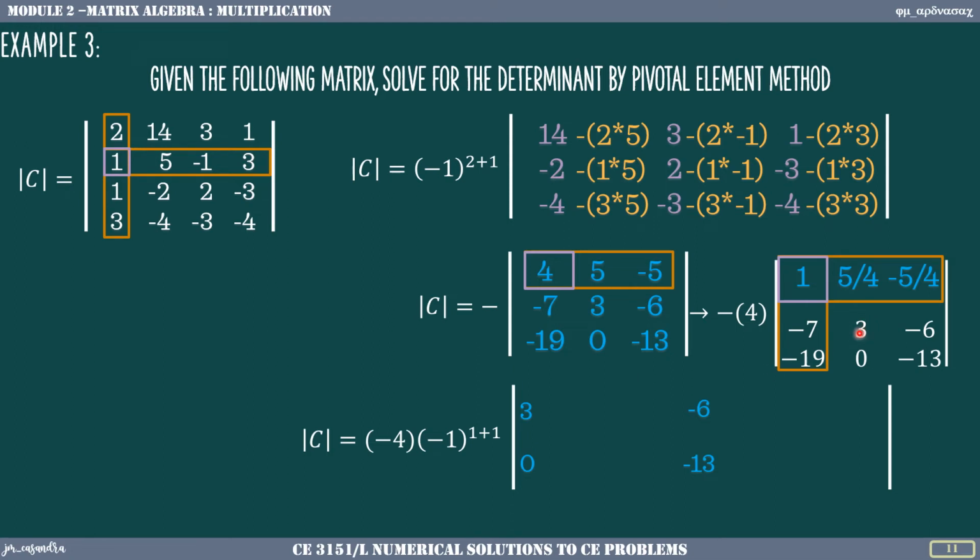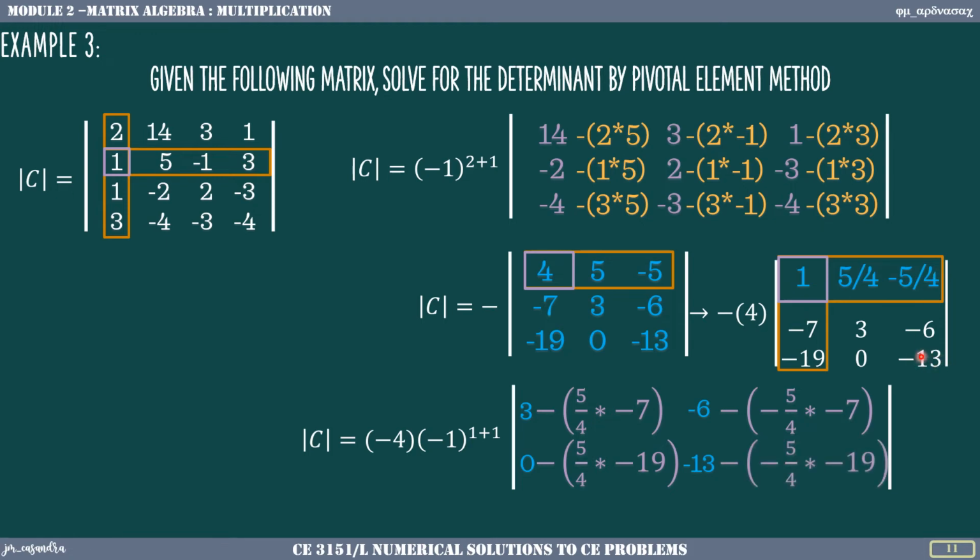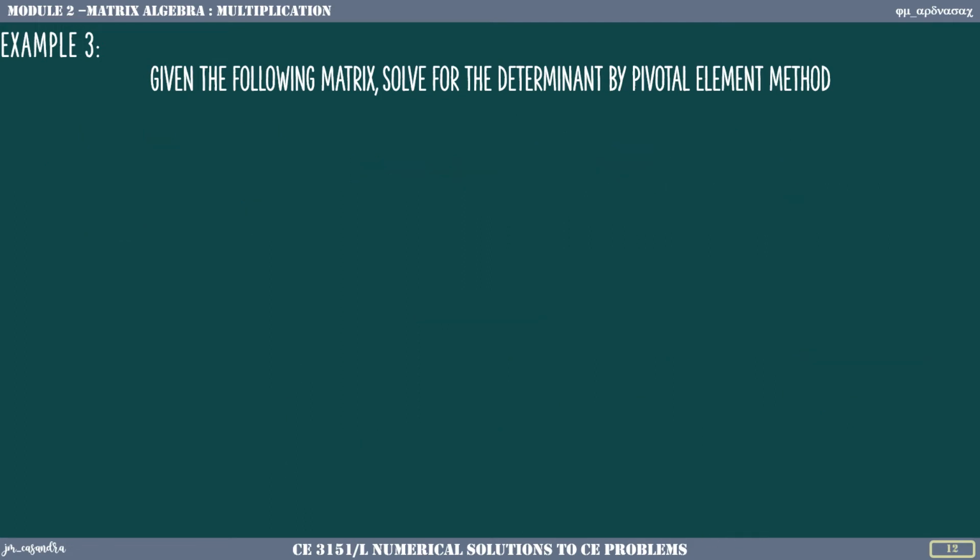So in this case, for this element, we will now have minus 5 over 4 times negative 7. For this element, we'll have minus 5 over 4 times negative 19. Then this one will have minus negative 5 over 4 times negative 7. And for this element, we will have minus negative 5 over 4 times negative 19. Okay, so let's copy this matrix.